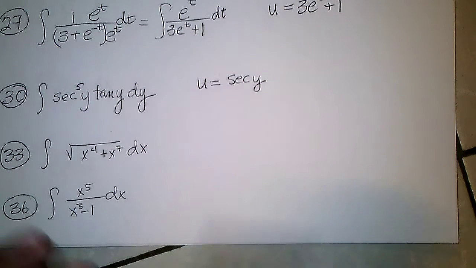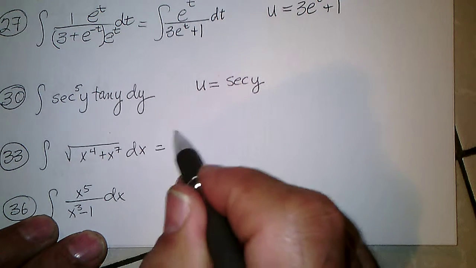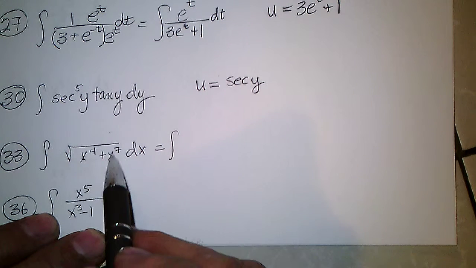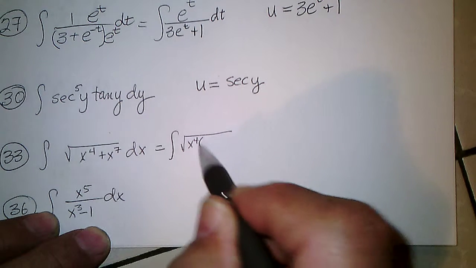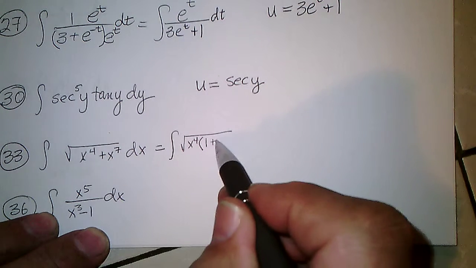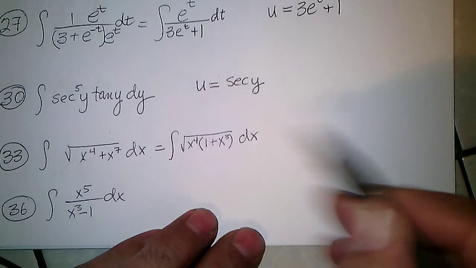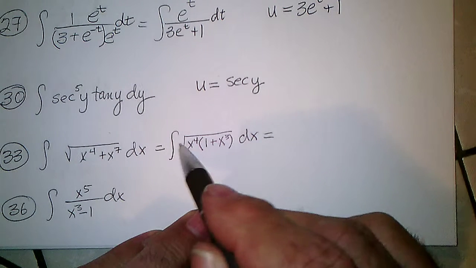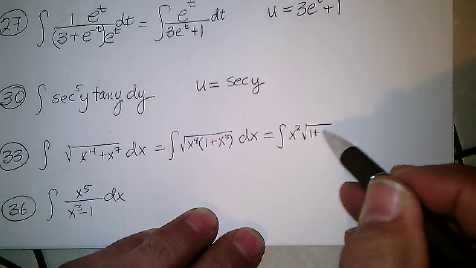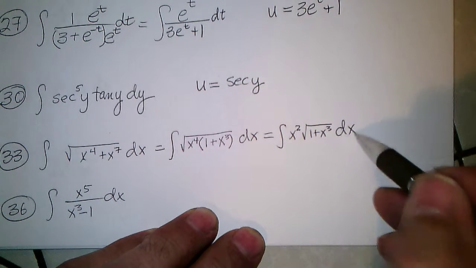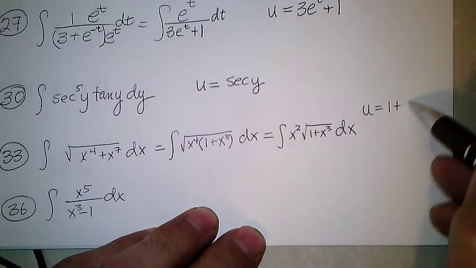On 33, this looks like it's going to be nasty, but it really isn't too bad if you factor x to the 4th out of the inside. See, that would be 1 plus x to the 3rd dx. And this would be then the square root of x to the 4th would be an x squared. And inside we'd still have 1 plus x to the 3rd dx. And this would be pretty easy if you let u equal 1 plus x to the 3rd.